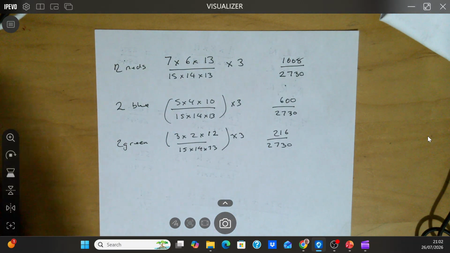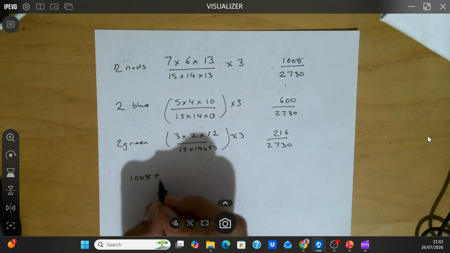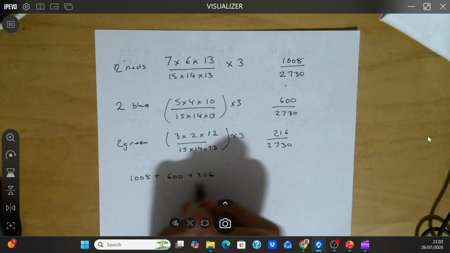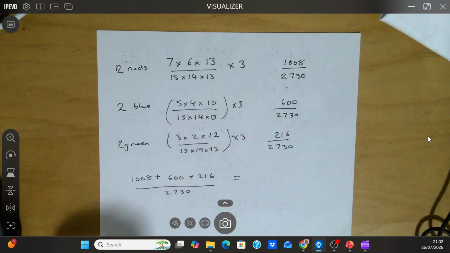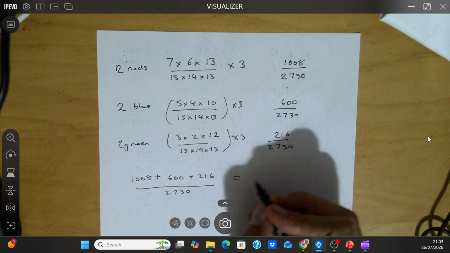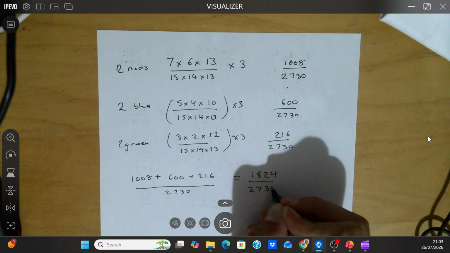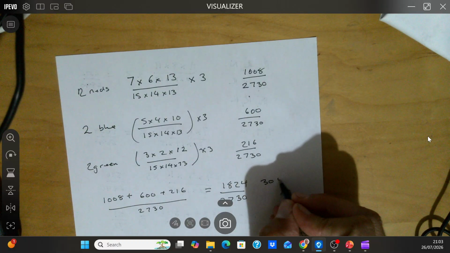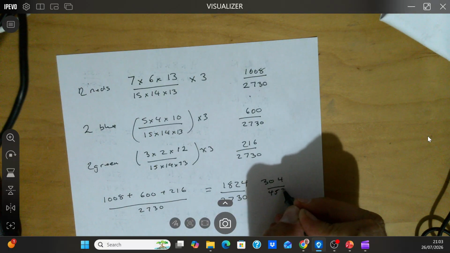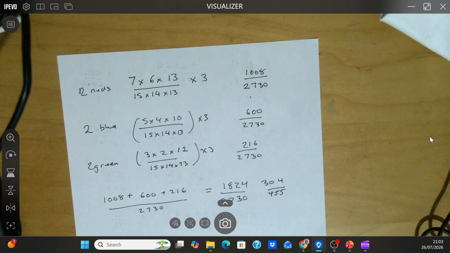What do we need to do with those 3 fractions? Write it out. What does that give you? 304 over 455. Right, so there you are. Go back to the website and have a go at the two similar questions. Well done. Brilliant.